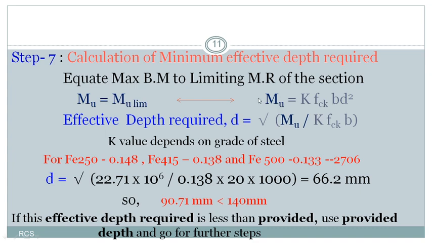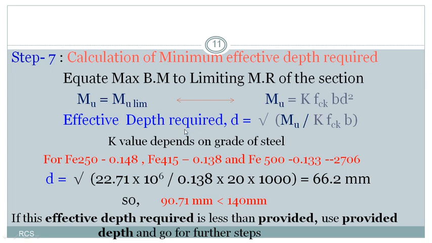And the limiting moment of resistance of a given section is Mu equal to K into fck bd square. This formula we already know when deciding singly reinforced and doubly reinforced beams. The design of a slab is similar to the design of beams. So we have to equate the design moment to the limiting moment of resistance, with the formula K into fck bd square. This K value depends upon the grade of steel.